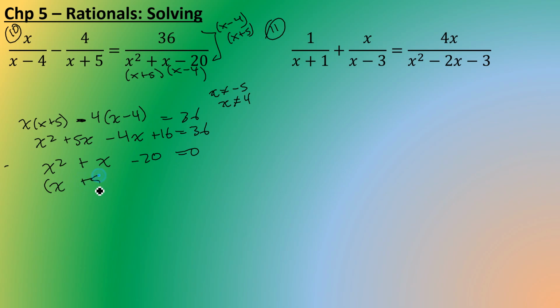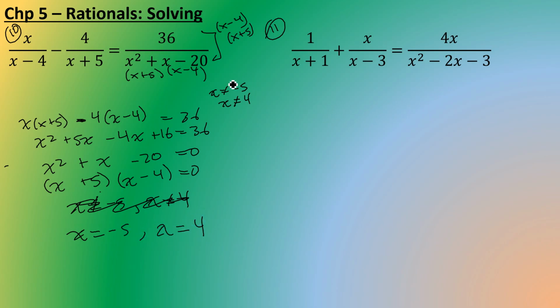I factor. And then x is not negative 5 and x is not 4. What do I mean not? X is negative 5. X is 4. Of course. Wait a minute. Didn't we state up here we can't be those things? So we reject both of these answers. So what does that mean? No solution.